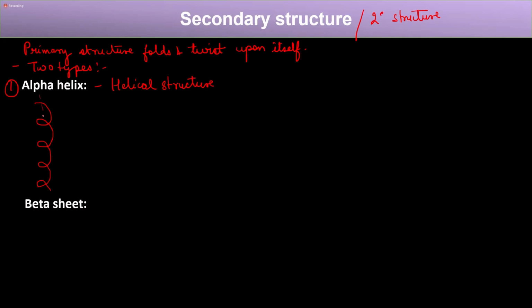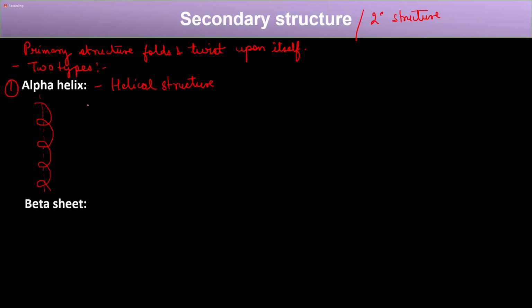Now this helical structure has a certain axis along which it is rotated. For example, if you take a pen and start wrapping a thread over that pen, you will get a helical structure. In that structure, the axis will be that pen on which you are wrapping the thread. Similarly, the protein has a certain axis along which the chain of amino acids is wrapped around. This is that axis.